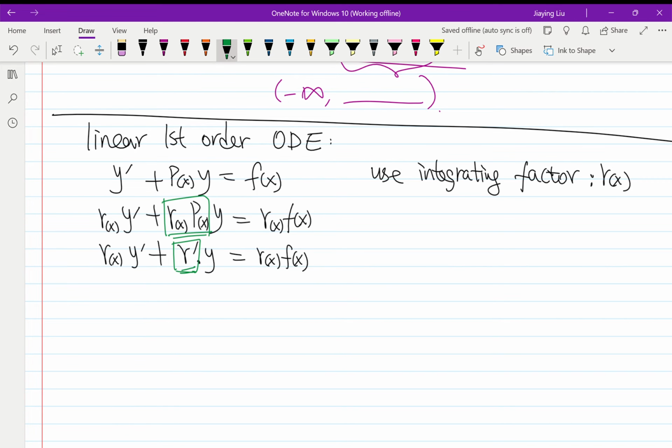So what this tells us is that the derivative of R is equal to R of x p of x. You can just write R times p of x. We're basically saying, whatever this product is, I'm just going to call that the derivative of R.